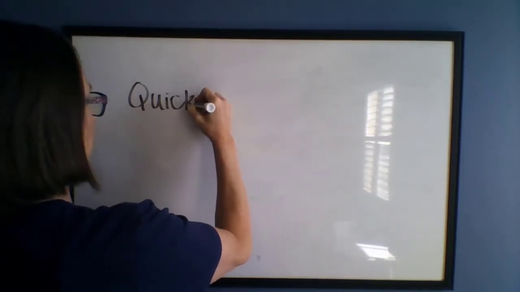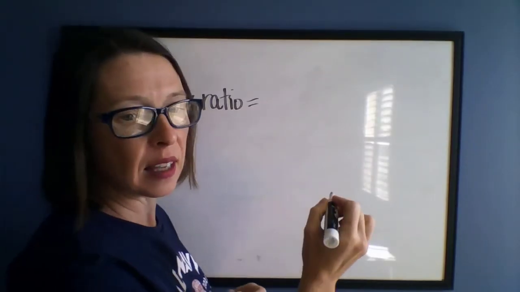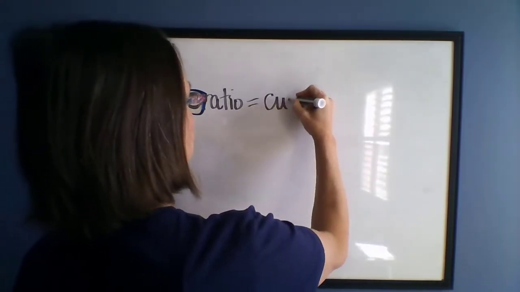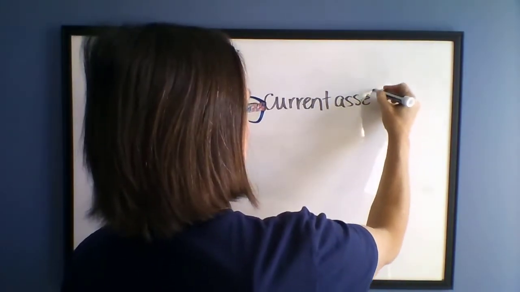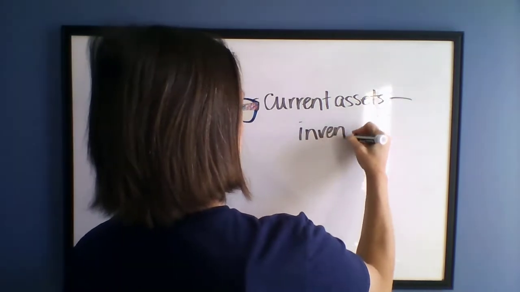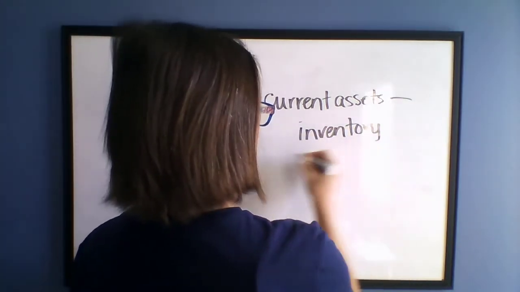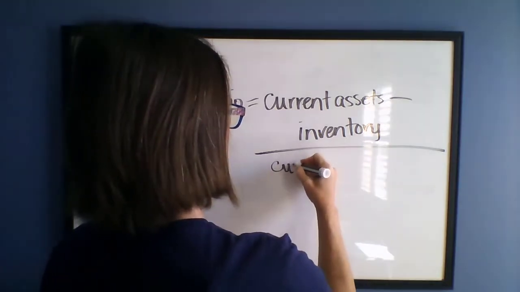Our second ratio is called the quick or acid test ratio. I'm going to write this out: the quick ratio is current assets minus inventory, and we divide all of that by current liabilities.